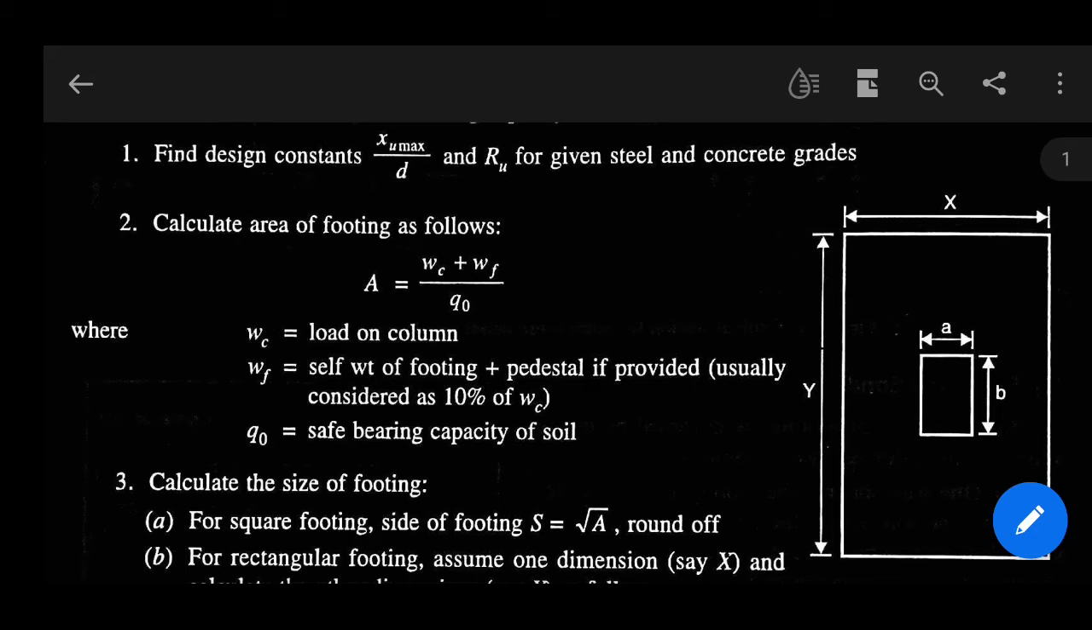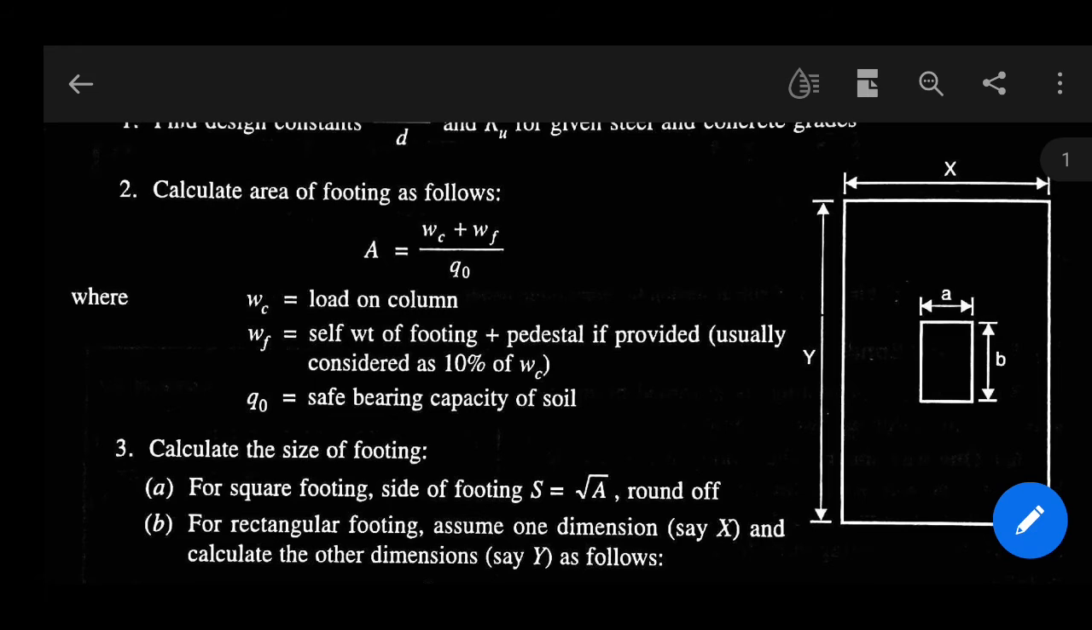In the question, safe bearing capacity is given, and in the practical field, safe bearing capacity for every zone or every city or every area is predefined. Okay, so you will get it before design, and load on column you also got from column design.